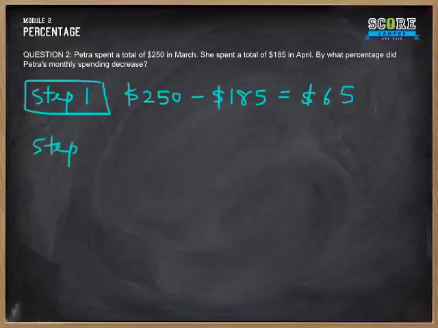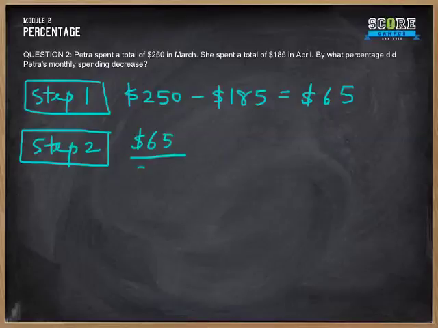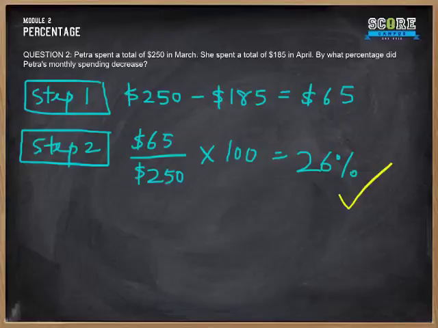Okay, again, remember that any decrease or increase is always based on the original amount. So that is step 2. What's the decrease? So let's set it up first. The decrease is $65. What is the original amount it is based on? $250. And then you've got to multiply it by 100 to get the percentage, because that's what the question is asking for. By what percentage? You do the mathematics and you get 26%. And that is your percent decrease. Well done.